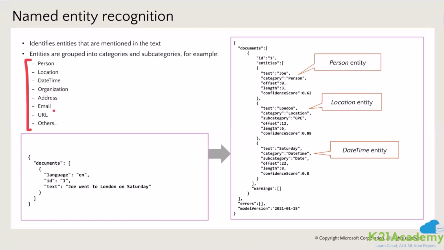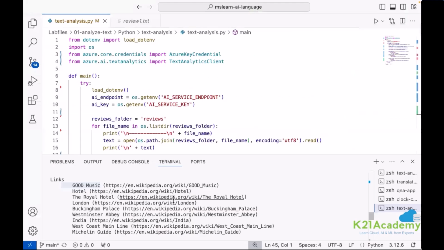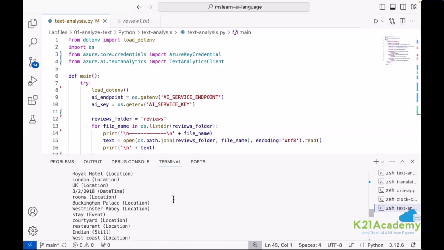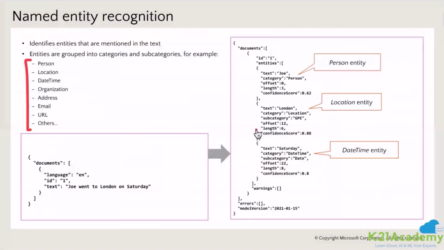I showed two examples. One was with the portal, another one was with the SDK. In both the cases we have seen, it was able to detect all the entities with its type. For example, when I was talking about these things as entities, we got this is person type. Royal Hotel is a location. This is date time. So we will get all of these categories in these scenarios, right?